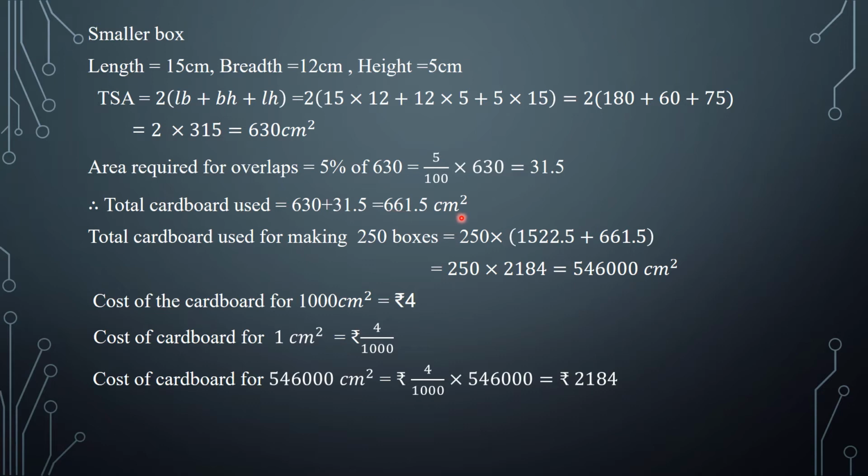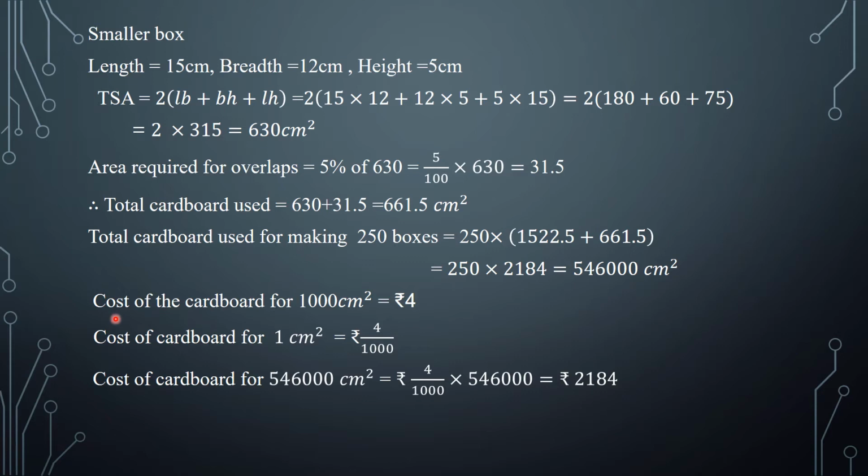661.5 centimeter square. As we are making 250 small boxes as well as big boxes, total cardboard used for making 250 boxes will be 250 into 1522.5 plus 661.5, which is 250 into 2184, which is 5,46,000 centimeter square.